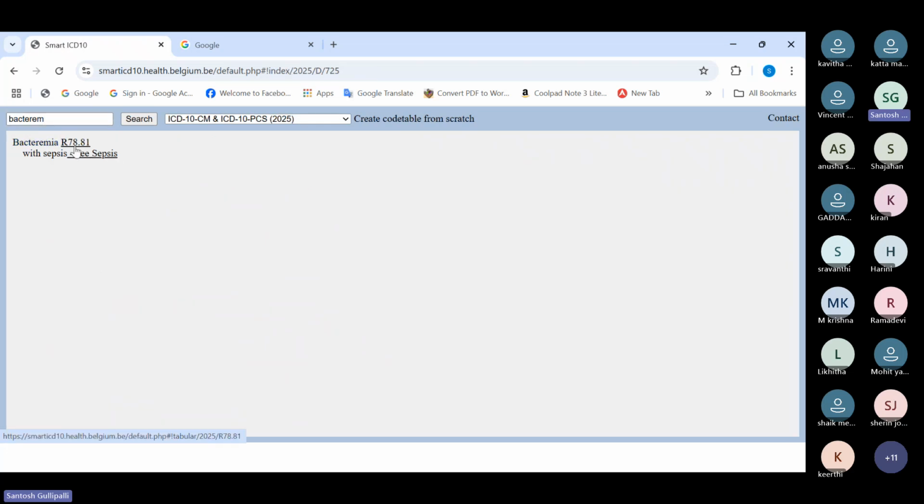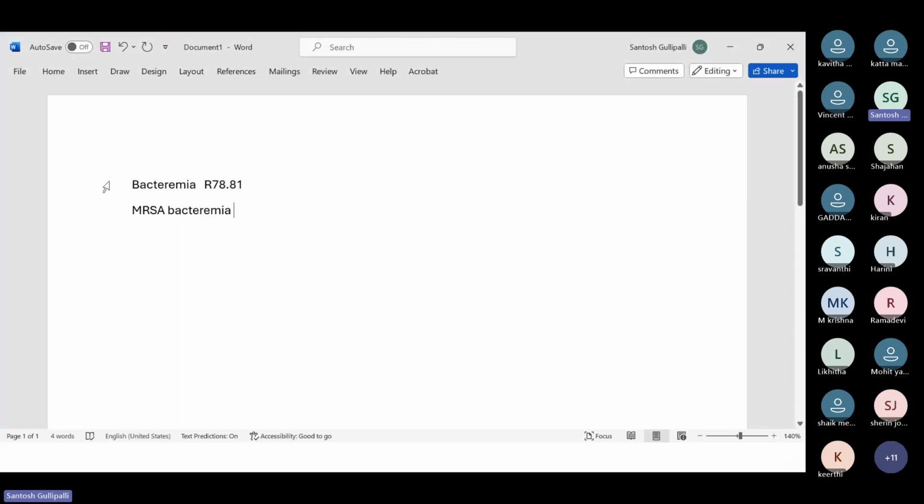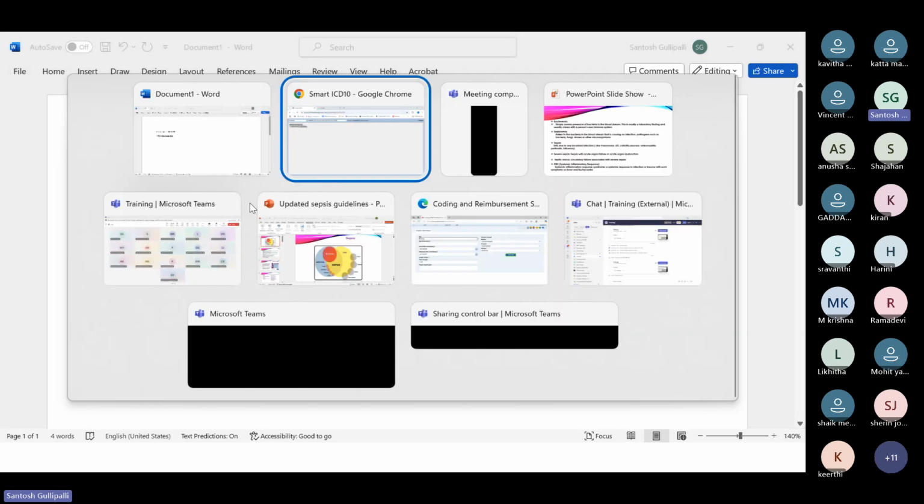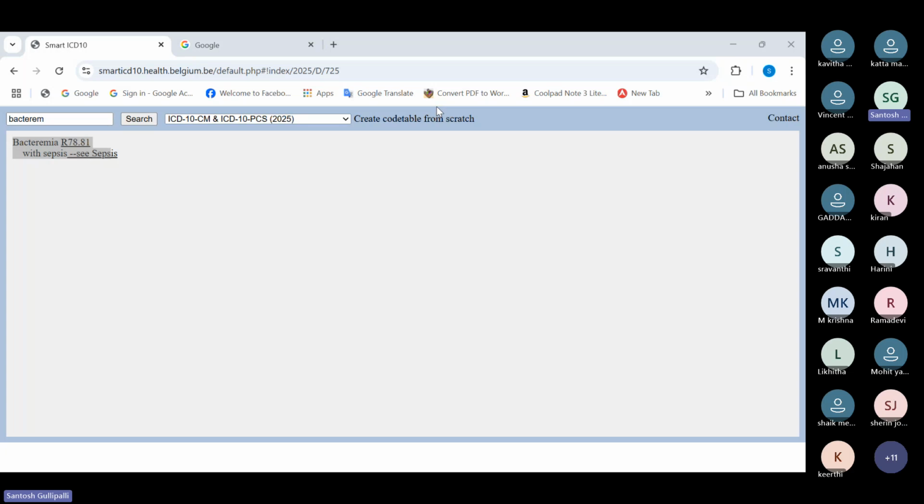In bacteremia, there is no specific combination code for bacteremia along with MRSA. The combination code is not found in the ICD-10 alphabetic index. So that time you can give two separate codes: the bacteremia code, and a separate code for the bacterial infection that is present in the bloodstream. In this case, MRSA bacteremia, two codes are required.